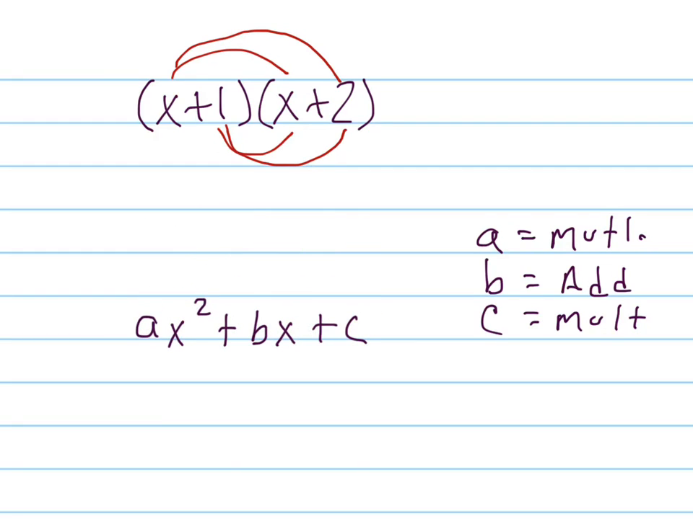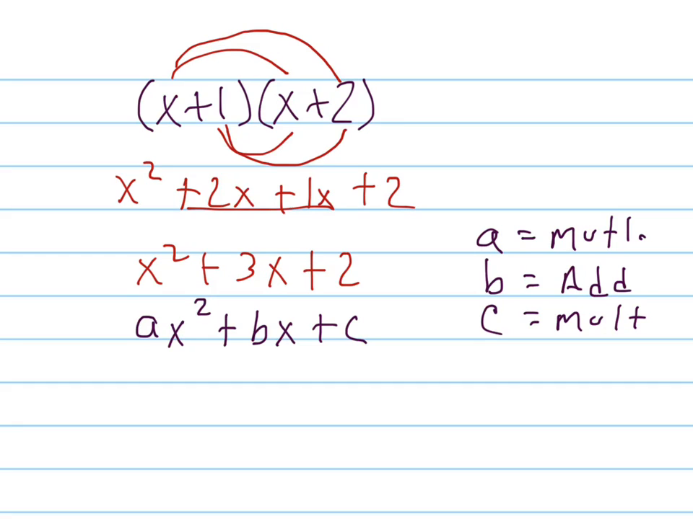Okay, so x times x would be x squared. I'm doing this one now, x times 2, which would be plus 2x. Now with the 1 I'm going to multiply, plus 1x plus 2. Alright, so you're going to be left with something that looks like this: x squared plus 2x plus 3x plus 2.